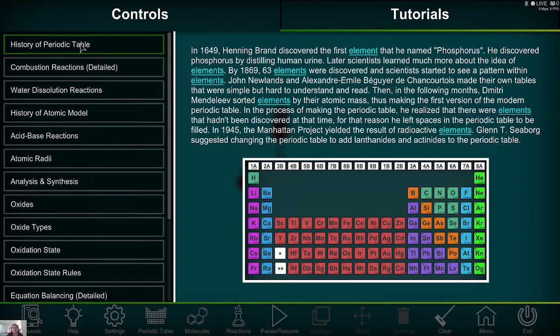John Newlands and Alexandre Emile Beguyer de Chancourtois made their own tables that were simple but hard to understand and read. Then in the following months, Dmitri Mendeleev sorted elements by their atomic mass, thus making the first version of the modern periodic table. In the process of making the periodic table, he realized that there were elements that hadn't been discovered at the time. For that reason, he left spaces in the periodic table to be filled. In 1945, the Manhattan Project yielded the results of radioactive elements. Glenn T. Seaborg suggested changing the periodic table to add lanthanides and actinides to the periodic table.